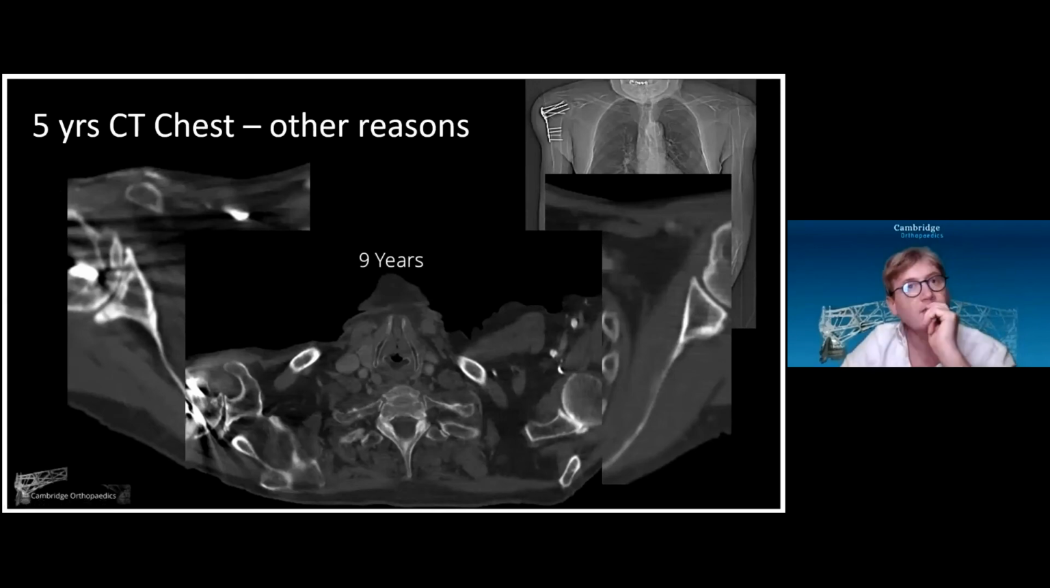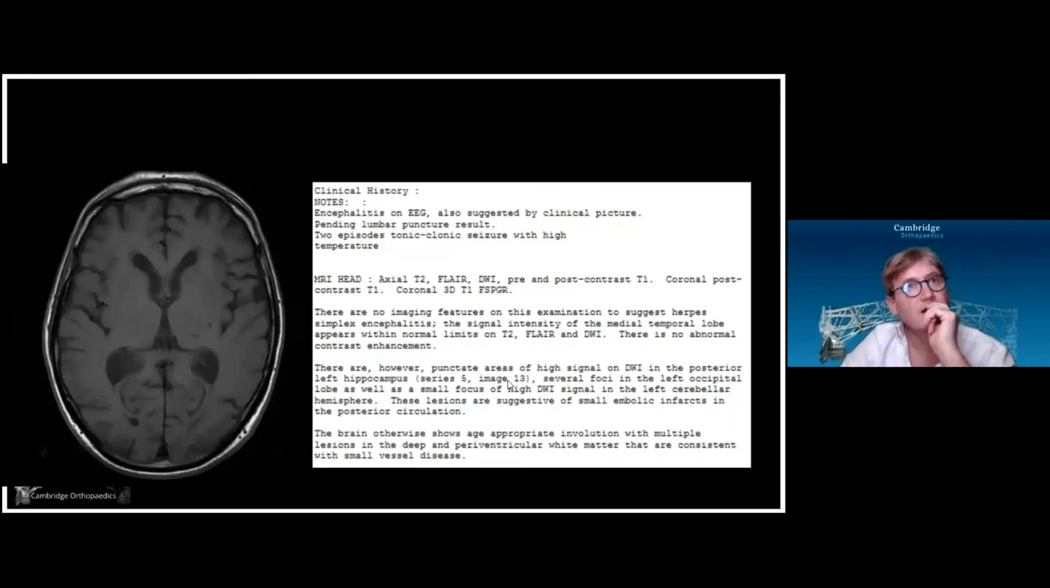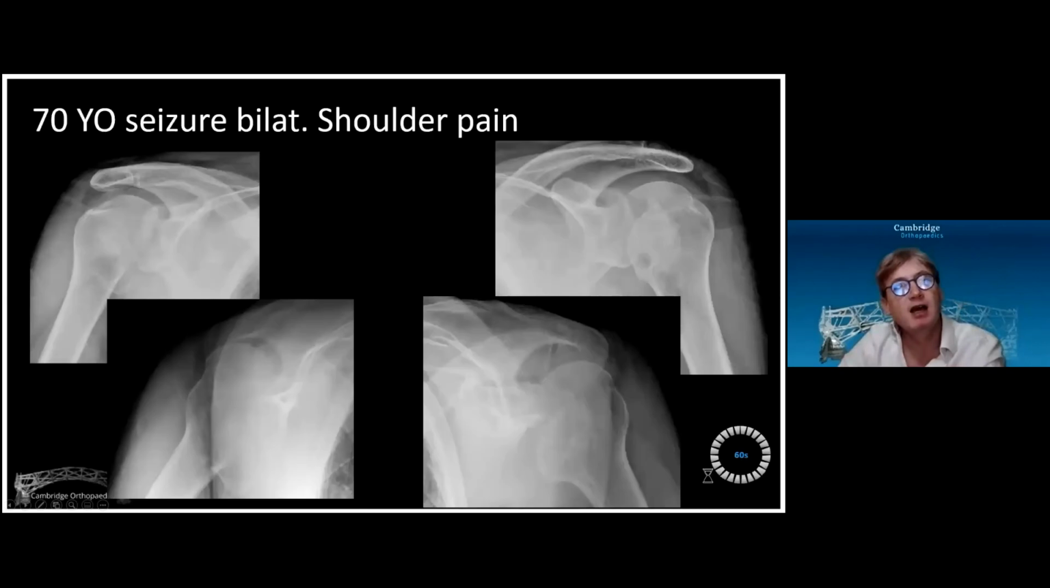At 5 years. Here's another case, a 70-year-old who has seizures and bilateral shoulder pain. Going to give you 60 seconds. Focus possibly on your left, the image on your left, which is the patient's right. And the image on your right, the patient's left.